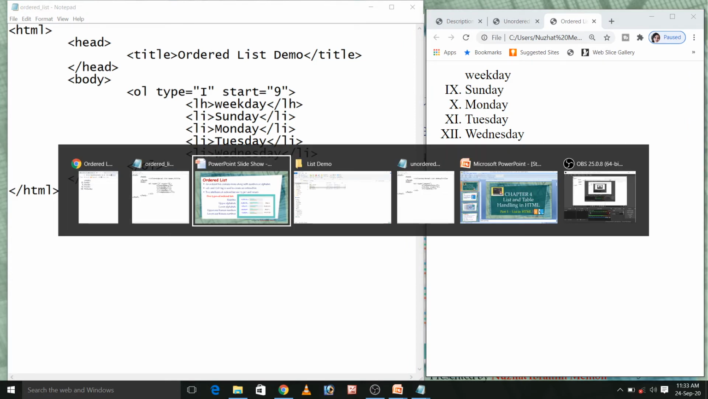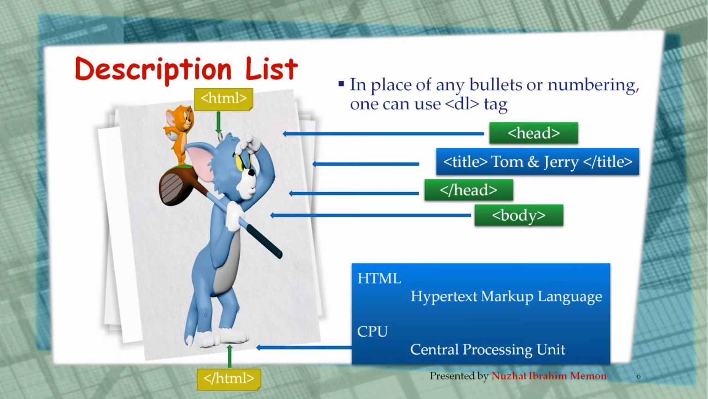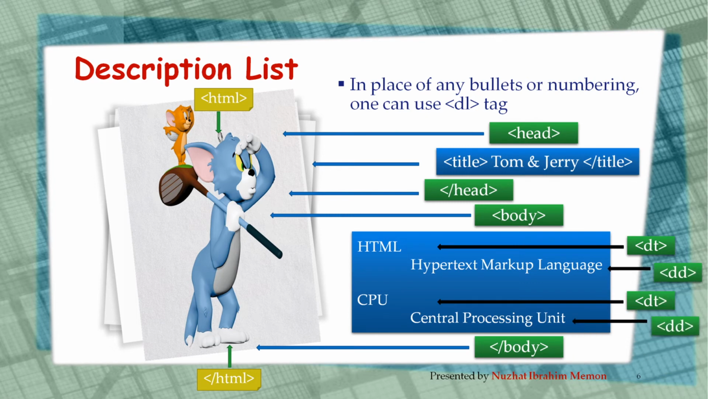Now we will move to our next topic. Our next topic is description list. Description list is used to create lists with no bullet or no numbering. Here we will use DL tag to create a description list. This exercise we will do using DL tag. Here you can define the term using DT, HTML and CPU, that is defined using DT tag. And description of that term you can define using DD. We will do this exercise practically.